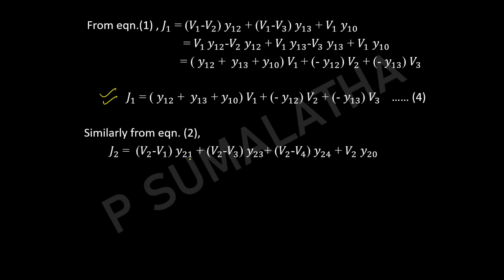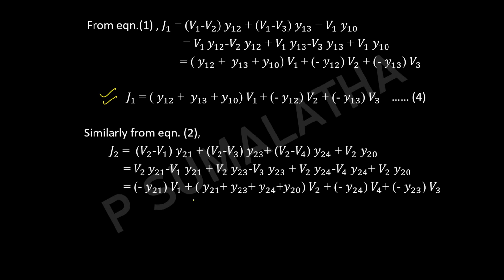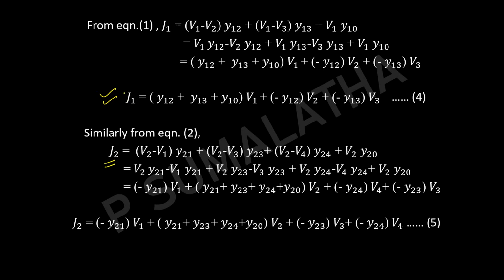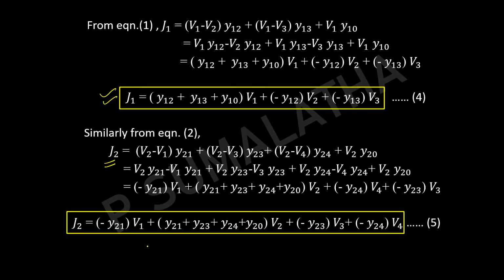Similarly, let us take equation number 2 and separate the V1, V2, V3 values. Now we got minus Y21 into V1 plus (Y21 plus Y23 plus Y24 plus Y20) into V2 plus minus Y24 into V4 plus minus Y23 into V3. Let us highlight these 2 equations.